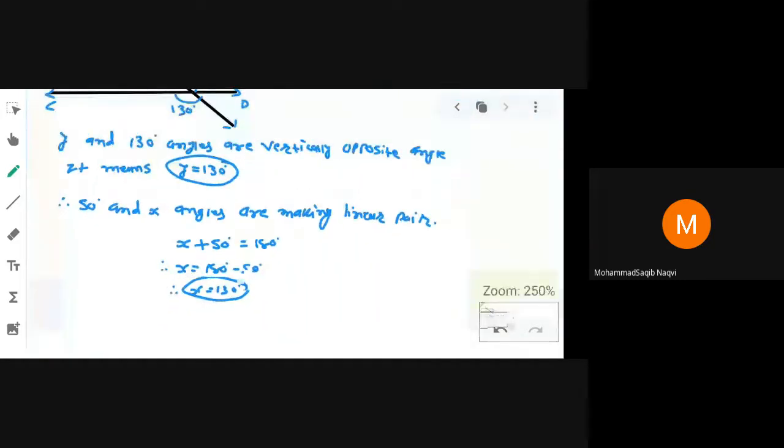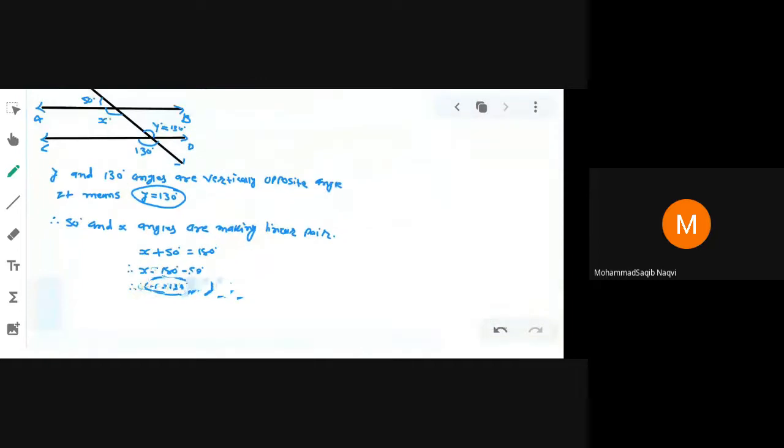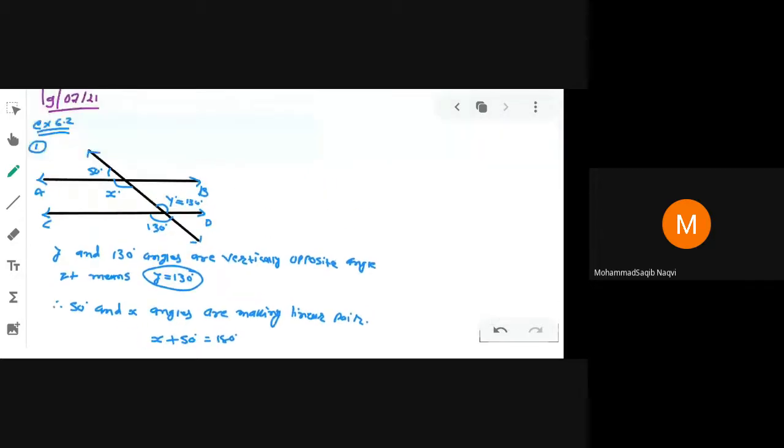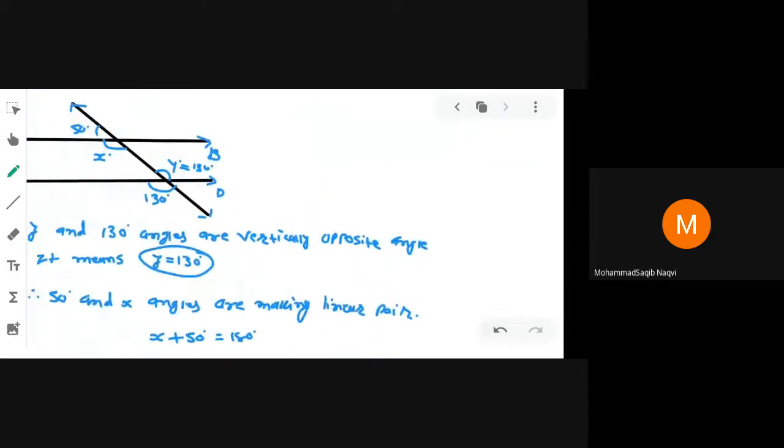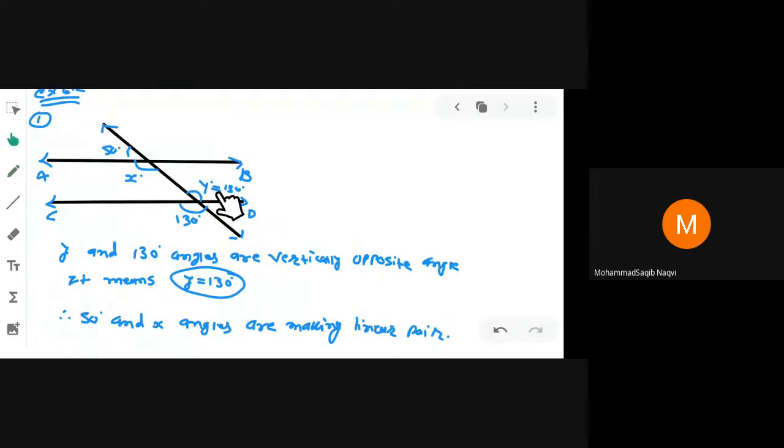So in this question, first we found the values of x and y. Now we have to show that these two lines AB and CD are parallel. How can we show it? You can see x and y are interior angles, alternate interior angles. Yes or no? These two angles are alternate interior angles and the values of these two angles are equal. And when these values are equal, the lines AB and CD are parallel.